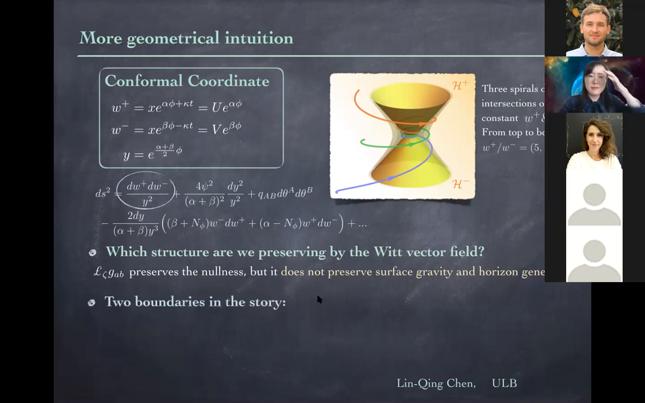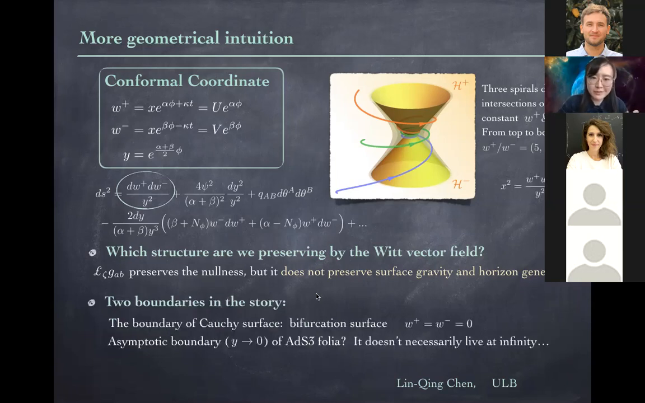And then another point I want to emphasize is there are two boundaries in the story. This is very interesting for me. The first boundary is the boundary of our Cauchy surface. It's our bifurcation surface, which lies at W plus minus equal to 0. However, our asymptotic boundary of the AdS, which should be the y goes to 0 limit of this AdS3 foliation, does not necessarily live at spatial infinity. As in the usual CFT, you have the infinitely long throat. The boundary is really at infinity.